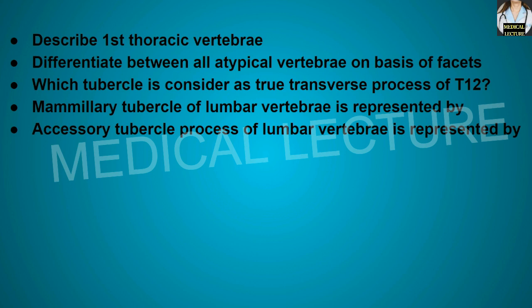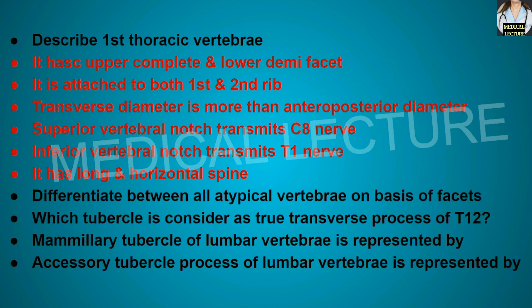Describe the first thoracic vertebra. The first thoracic vertebra has an upper complete facet and a lower demifacet. It is attached to both the first and second rib. The transverse diameter of the first thoracic vertebra is more than the anteroposterior diameter. The superior vertebral notch of this vertebra transmits the C8 nerve, while the inferior vertebral notch transmits the T1 nerve. It has a long and horizontal spine.